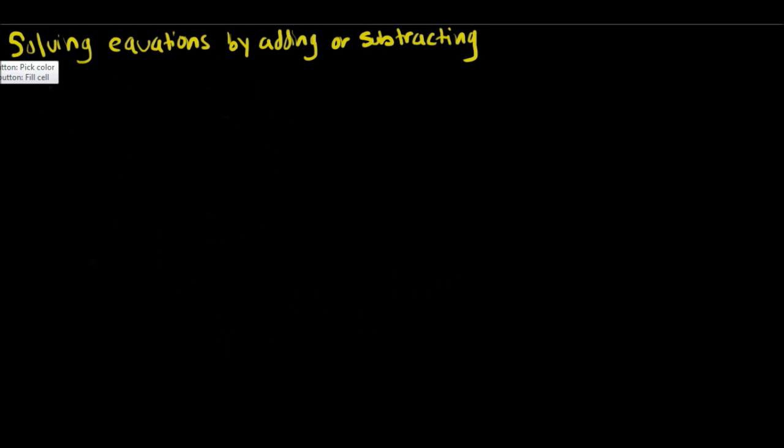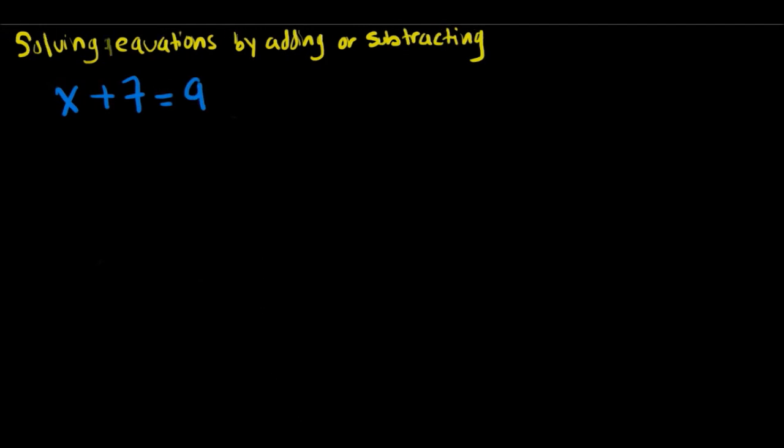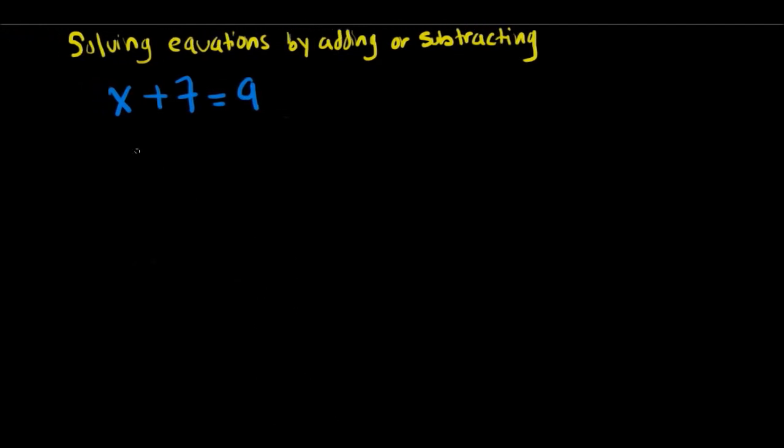Now we're going to solve an equation using subtraction. So our example is going to be x plus 7 equals 9. Again, we want to isolate the variable, so we're going to subtract 7 from both sides. So if we subtract 7 from the x plus 7 side, we're going to end up with just x, because positive 7 minus 7 equals 0. And then if we subtract 7 from the 9, we're going to end up with 2.